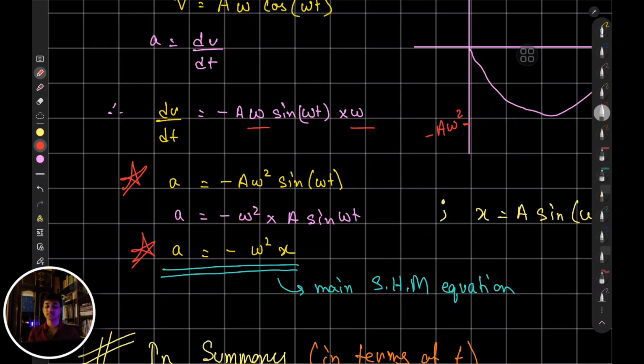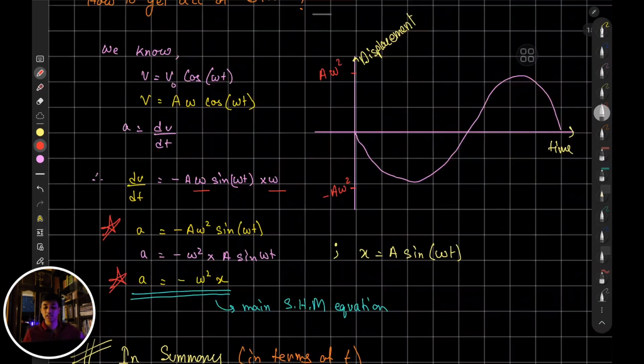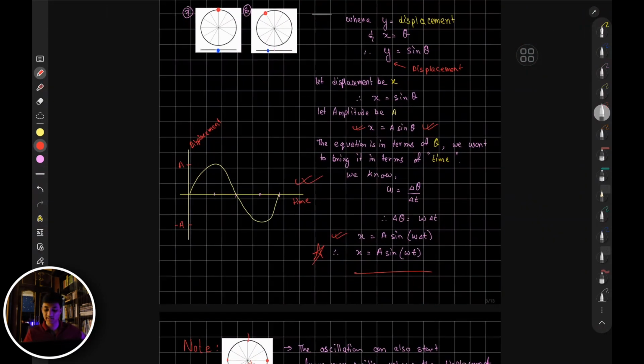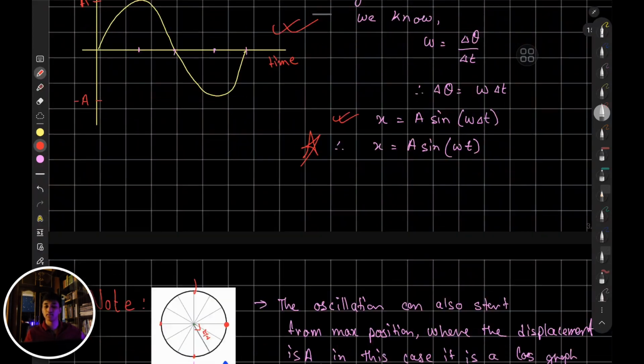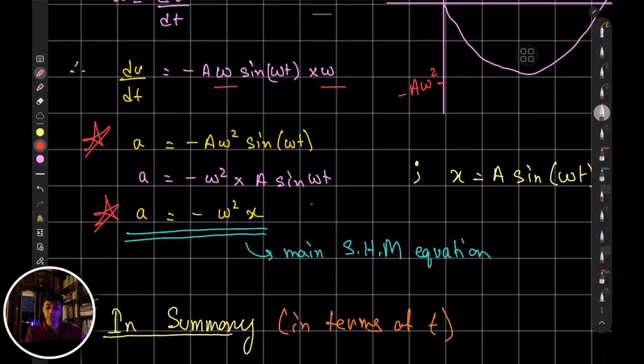But it's not done yet. The equation is a equals minus omega square x. So how do we turn it into that? Let's bring the omega square in front, and you have A sine omega t. Now does this ring a bell? You know the equation for displacement. If you remember the equation for displacement, it is basically A sine omega t. You can go above and check it yourself, where x is A sine omega t. So we can substitute x over here. A sine omega t, you plug in x over here, and you get minus omega square x.